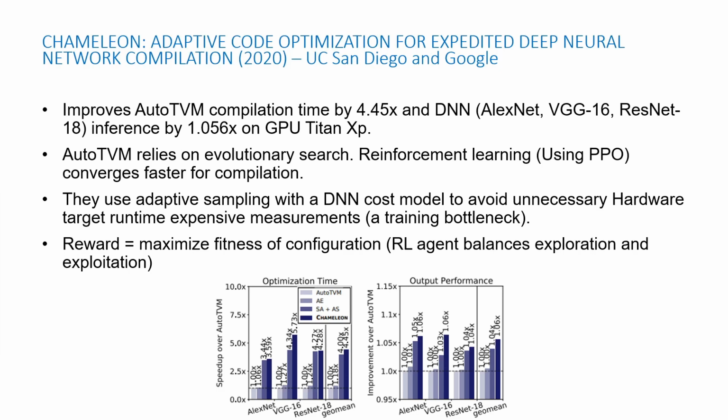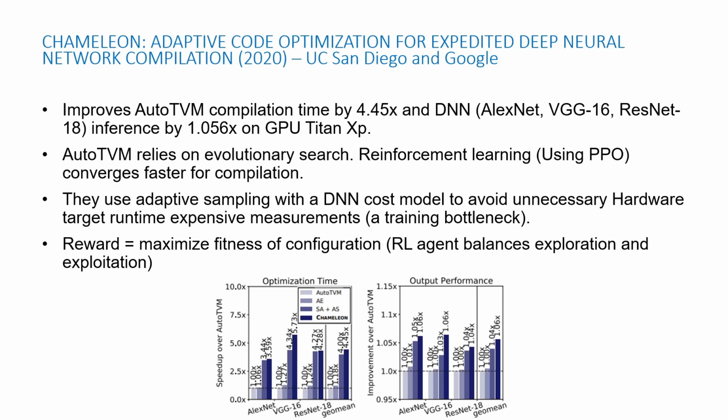In this paper, they present Chameleon, which uses reinforcement learning to optimize deep neural networks. They basically improve the AutoTVM autoscheduler from TVM, and they improve on the algorithms of evolutionary search and simulated annealing, and they achieve a good runtime performance improvement. But the key takeaway is improving the optimization time.